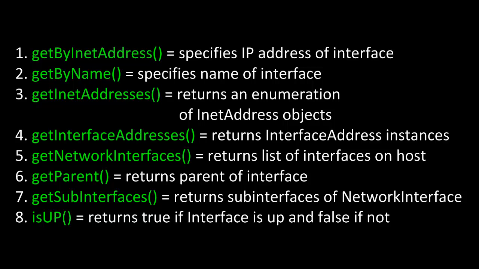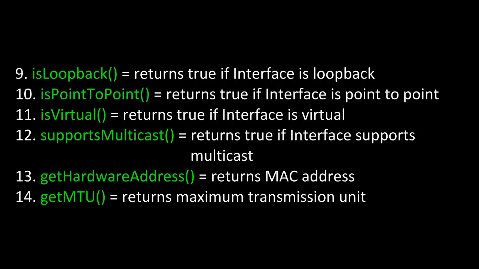getNetworkInterfaces, which returns a list of interfaces on a host. getParent, which returns the parent of an interface if you're on a subinterface. getSubInterfaces, which returns subinterfaces of a network interface. And isUp, which returns true if the interface is up and false if it is not. In addition to the methods previously mentioned, there is isLoopback, which returns true if the interface is a loopback and false if not. isPointToPoint, which returns true if the interface is point-to-point and false if not.